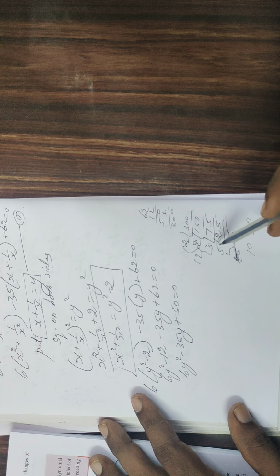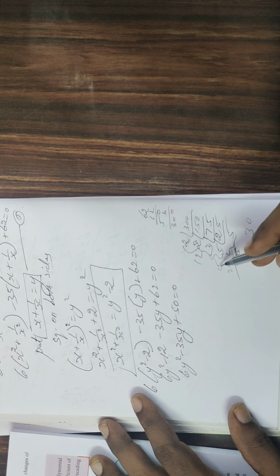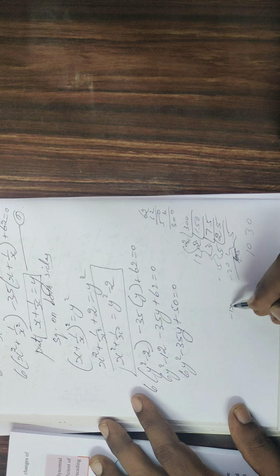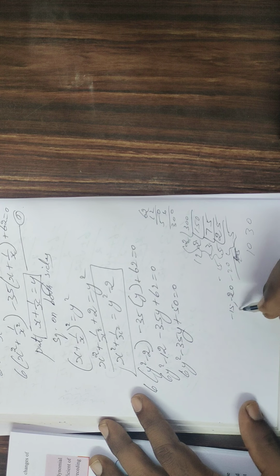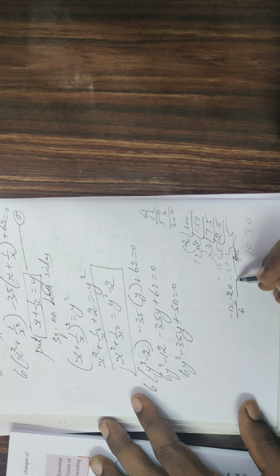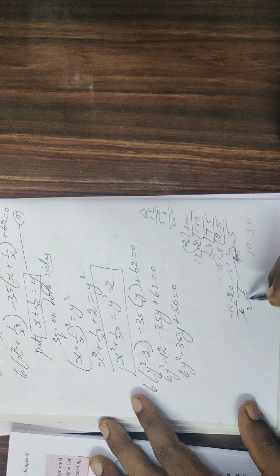Then another possibility. 5 threes are 15, okay, 15. 2 twos are 4, 4 fives are 20, yes. 20 plus 15 is 35, am I right? So here we have to put minus for both, so minus 15, minus 20. How will you write 6? You have to divide by 6, cancel 2 times here, 5, then here, 3 times here, 10.